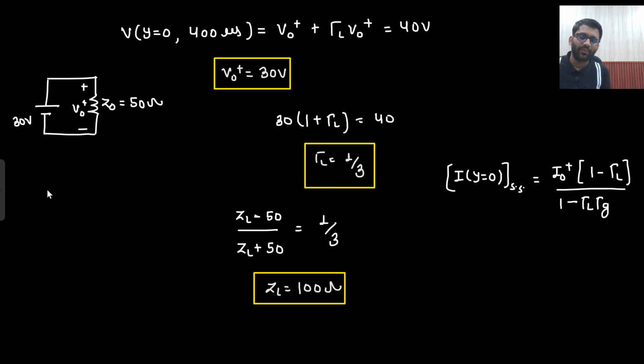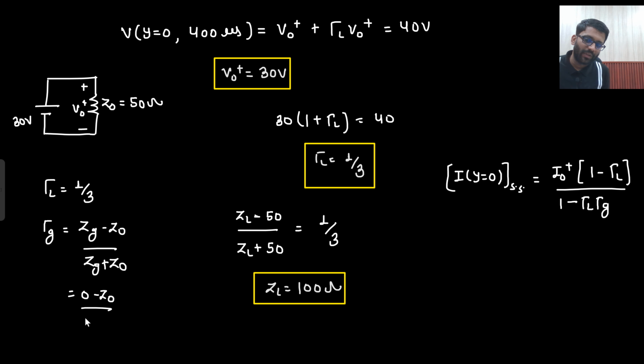So what is the value of gamma L? Gamma L is the voltage reflection coefficient, and that is 1 by 3. And what will be the value of gamma G? This is the voltage reflection coefficient at the source end, so that would be Zg minus Z naught upon Zg plus Z naught. What is the value of Zg? Zg is 0. So 0 minus Z naught upon 0 plus Z naught would be minus 1. So the value of gamma G is minus 1.